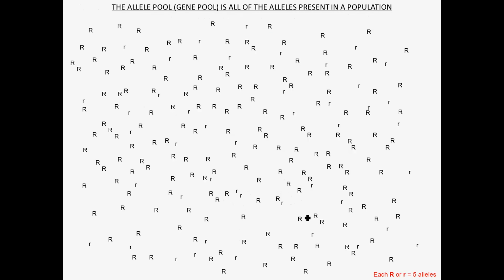So this is an image of what we mean by an allele pool. The allele pool or the gene pool, you'll often hear gene pool, but more specifically I like to think of it as an allele pool, is all of the alleles present in a population. A population is defined biologically as a group of the same species in the same area at the same time. So this is what we mean by a population.